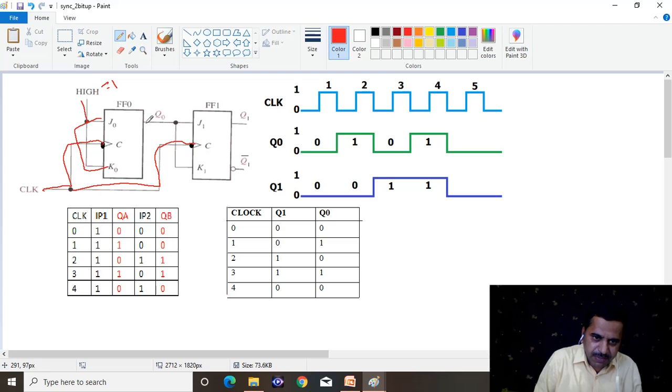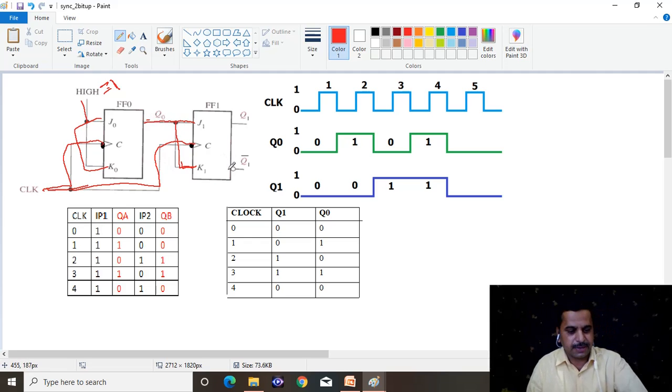The output of the first flip-flop is connected to the JK input of the next flip-flop. In the asynchronous counter, both J and K of all the flip-flops are tied together to 1, whereas here the case is different. The output of the previous flip-flop is connected to the JK input of the succeeding flip-flops. That is the difference. Here the clock is applied simultaneously to both flip-flops, and the first JK flip-flop is connected to logic level 1, and the next flip-flop is connected to the output of the previous flip-flop.